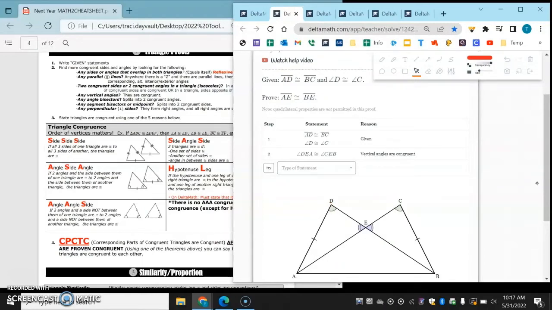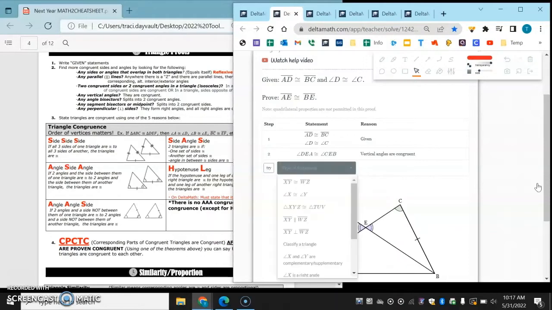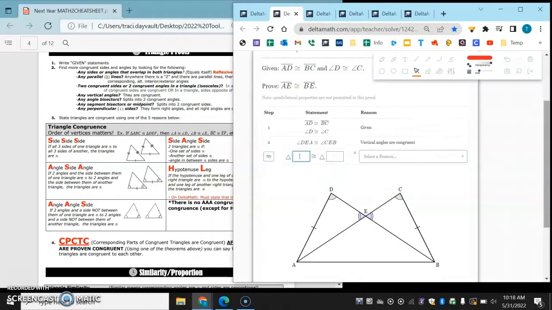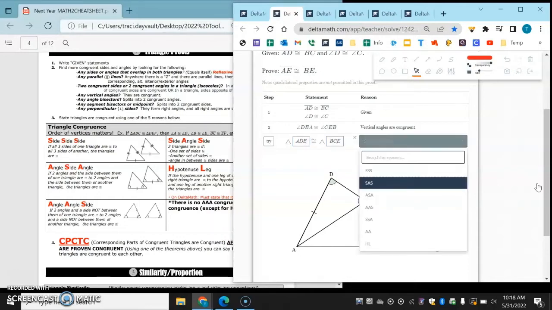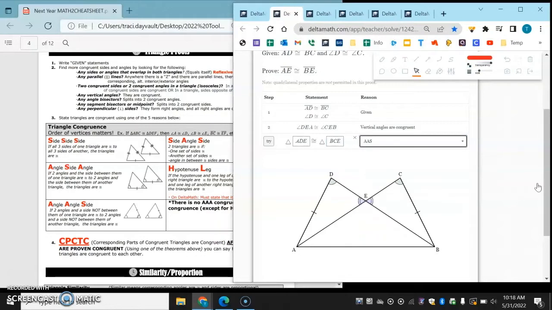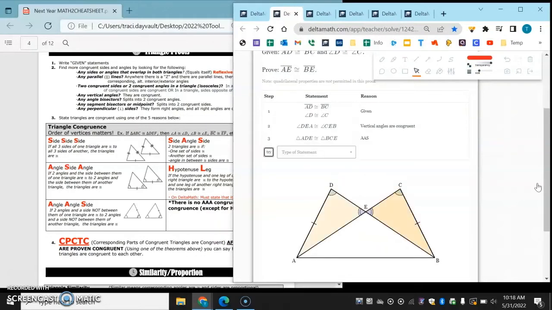Would this work for angle, angle, side, or angle, side, angle? It works for angle, angle, side. So now I'm going to state that these two triangles are congruent. I could say ADE, and if I label the first one as ADE, how will I have to label the second one? BCE. And like I said, that is angle, angle, side. Now we know that these two triangles are congruent.